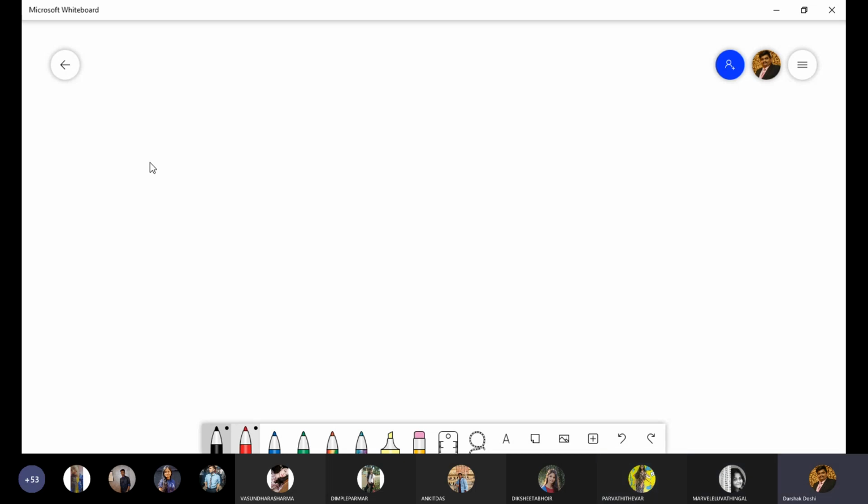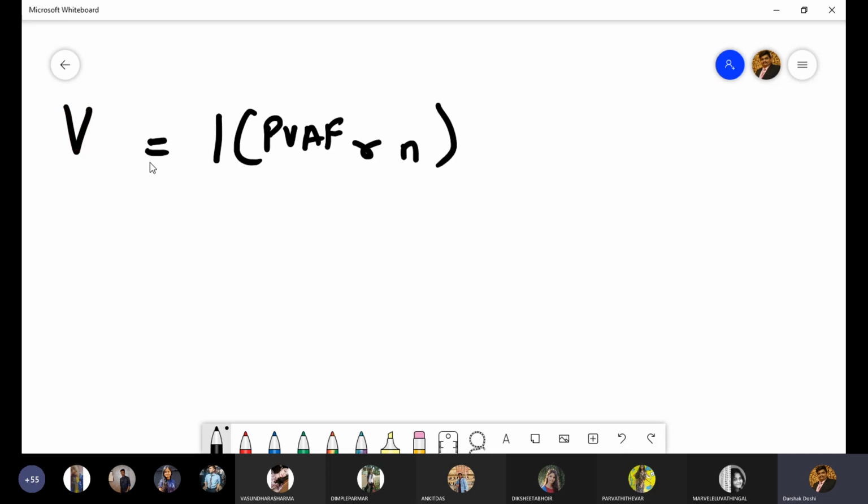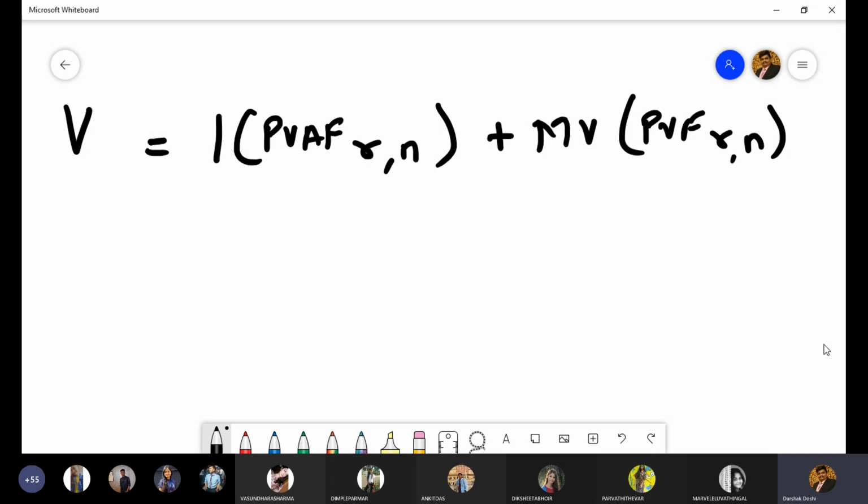So the value of bond is equal to I, where I is the annual rate of interest, I bracket open PVAF for required rate of return R for n years, plus MV, that is maturity value, present value factor for required rate of return R for the nth year. Copy this down.